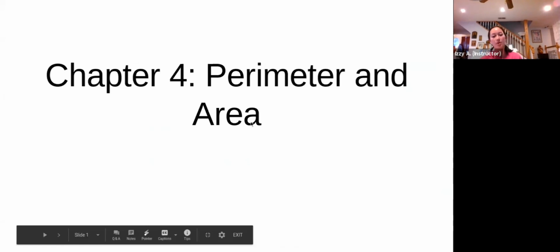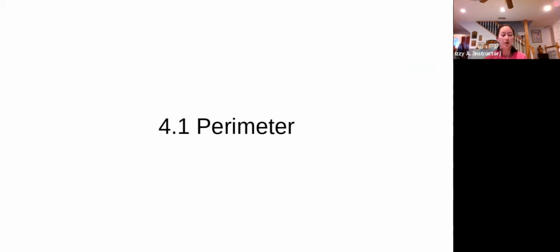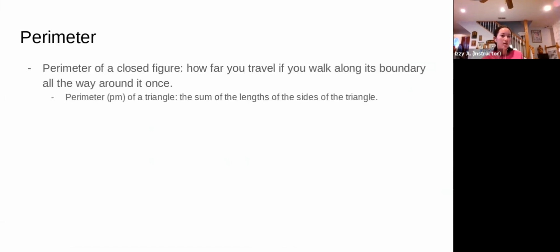Okay, chapter 4, perimeter and area. All right, first we're going to learn about perimeter. I bet all of you have come across perimeter at some point. Definitely in pre-algebra, I would say you would learn it. I'm pretty sure, like 99% sure. But the perimeter of a closed figure is basically, in simplified terms, how far you travel if you walk along its boundary all the way around it once.